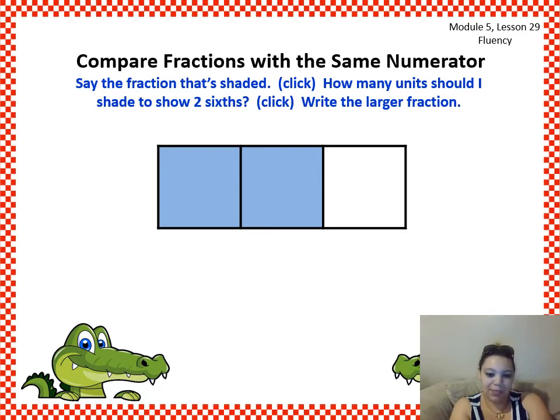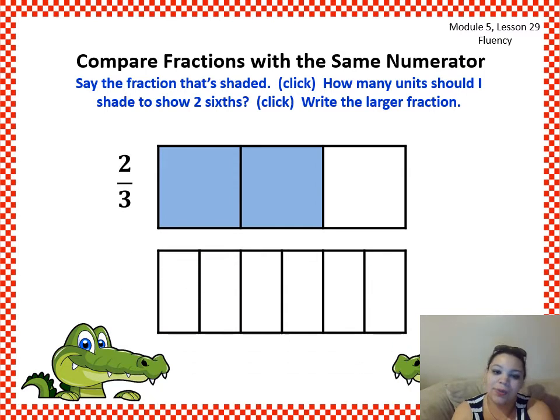All right, so in this activity, we are going to be comparing fractions with the same numerator. So I'm going to give you a picture, and then I'm going to give you a second picture, and you're going to have to tell me which one is going to be the greater fraction. All right, so in here we have 2/3, and we're going to compare it against 2/6. So let's go ahead and shade in 2/6.